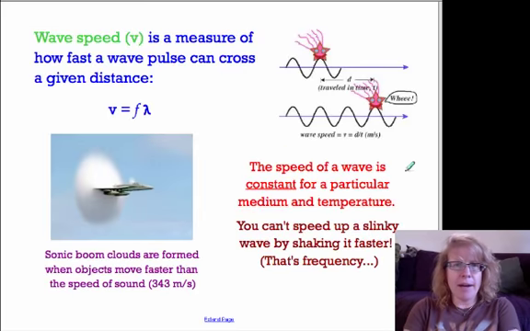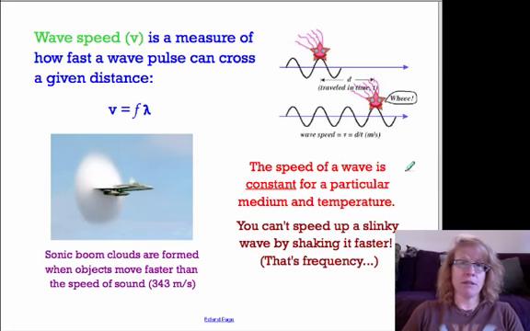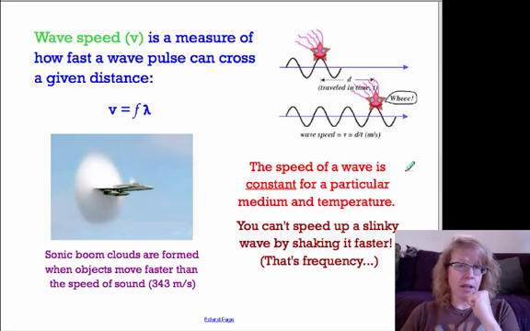Last bit, wave speed as opposed to wave frequency. Wave speed is a measure of how long it takes a wave pulse to cross a given distance, to cross space, for example. The speed of light, for example, 300 million meters per second. In other words, if I were to shine a flashlight, 1 second later, that wave pulse would be 300 million meters away from us. It's ridiculous in 1 single second.